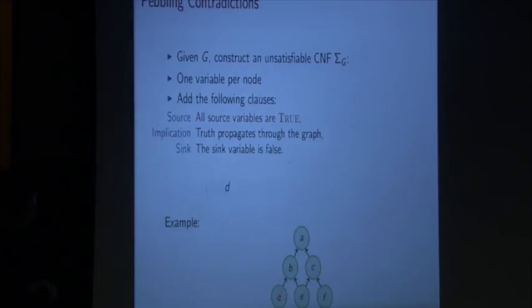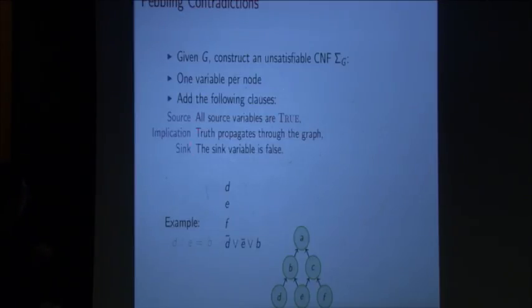For all the source nodes, for example, D is a source node, I will add a clause to make this variable true. So to do that, I add a clause with a single literal D. If you want to satisfy this clause, the only way to satisfy this clause is to make this variable true. So this way, I make sure that D is true. Likewise, I will add a clause for every other source node.